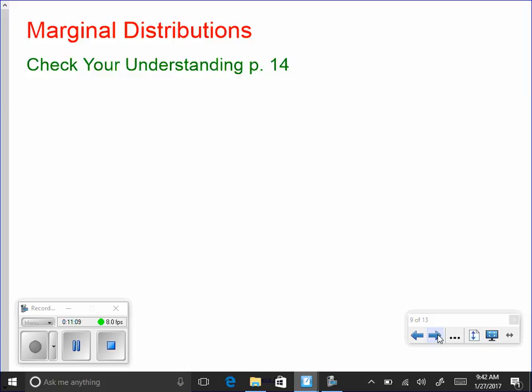Take a minute, pause the video. I want you to look in your book at page 14, and I want you to go through and see if you can do the check your understanding on page 14. So the check your understanding on page 14 is actually asking you to find the marginal distribution of gender on the same data set that we just did.